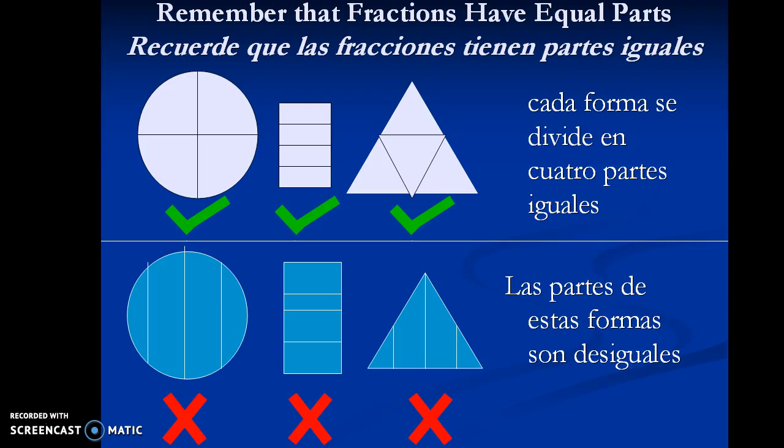It's also important to remember that fractions are made up of equal parts. So each shape in this upper section up here is divided into equal parts. So one piece of this is 1/4. One piece of this is 1/4, and one piece of this is 1/4. These shapes down here are also divided into 4 parts, but these parts are clearly not equal. And because of this, the fractions are not going to be accurate if we were to say that this piece right here is 1/4.